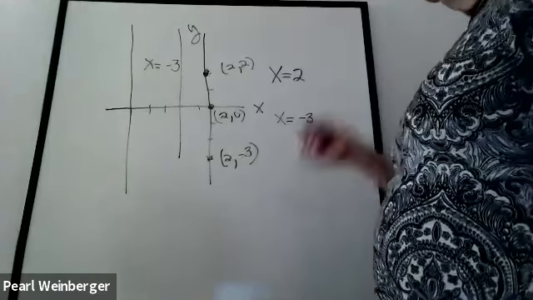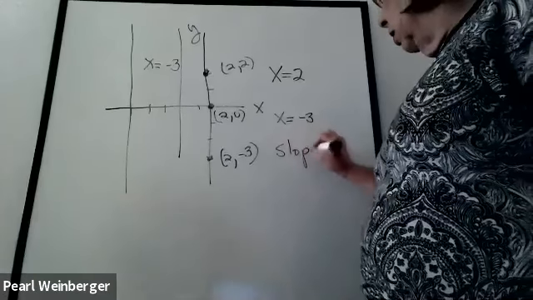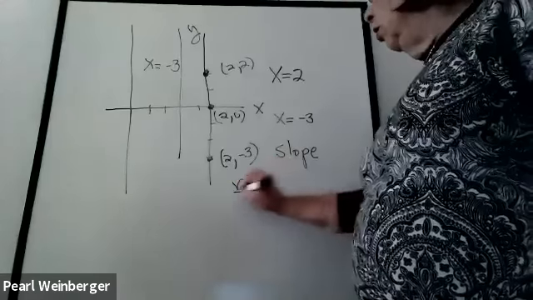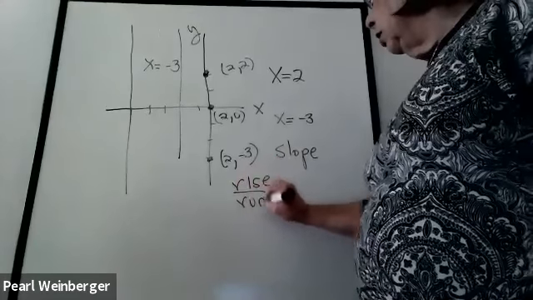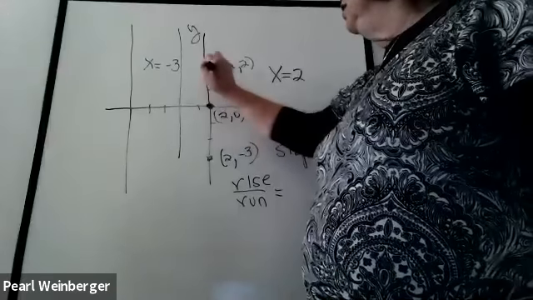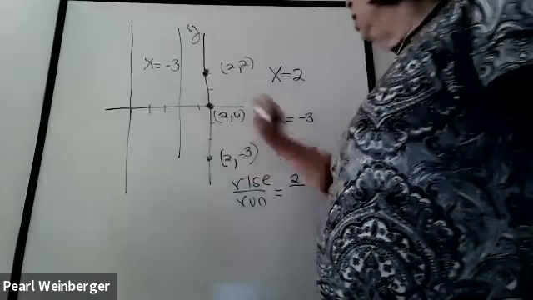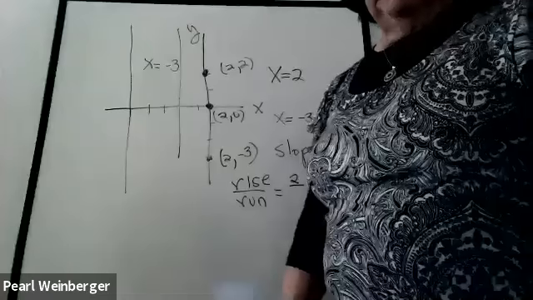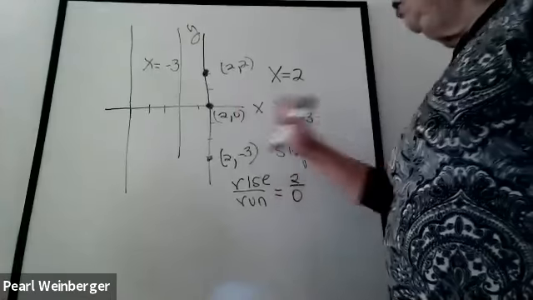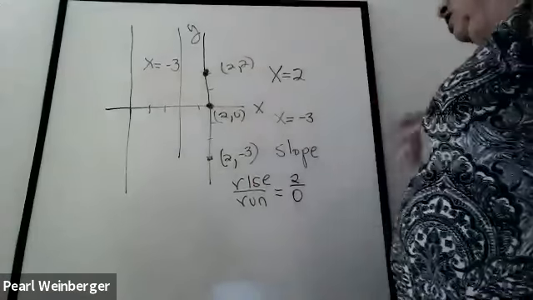What about the slope of this type of line? Again, remember, slope means rise over run. So let's go, let's say, from this point to this point. Well, obviously, we're rising 2, we're going up 2. But how much are we going left or right? We're not going left or right at all. The run is always 0 because we're neither going left nor right.